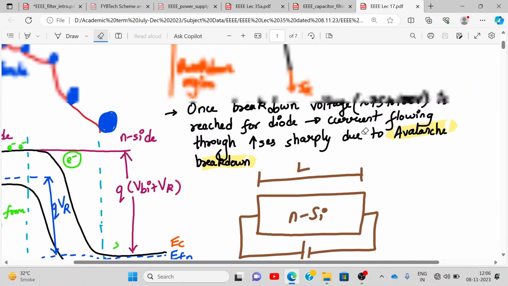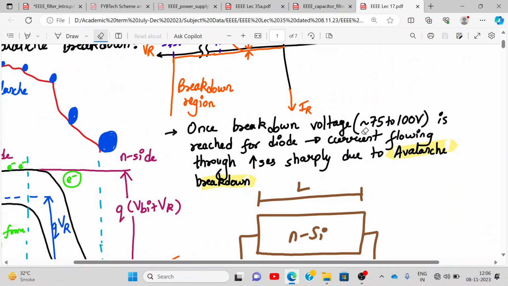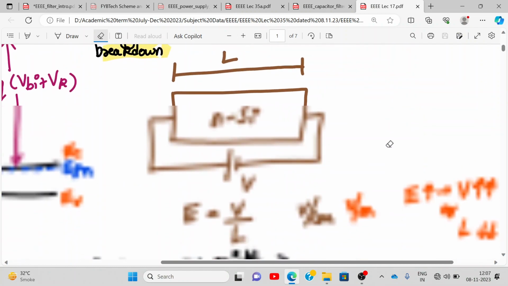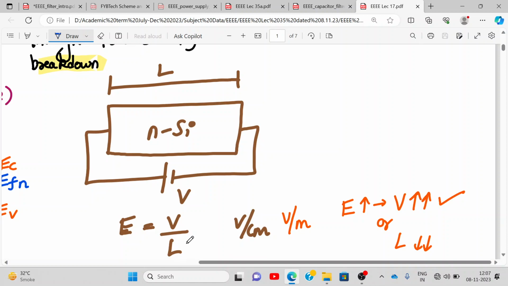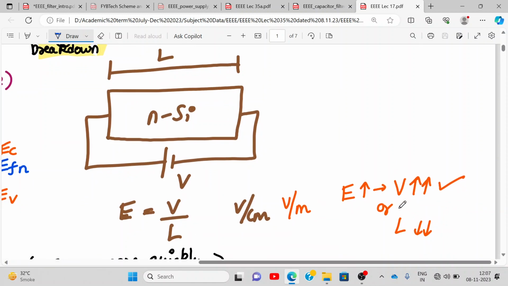Now listen carefully. Just listen, no need to write anything. I'll provide this PDF. So, tell me, if I have an N-type silicon of length L, and I apply a voltage to it, what is my electric field given by? Voltage by length, right? Yes or no? So length is L. So if I decrease the length, my electric field will increase. Or if I increase my voltage, my electric field will increase. This you understand, right? So either by increasing the voltage or decreasing the length.